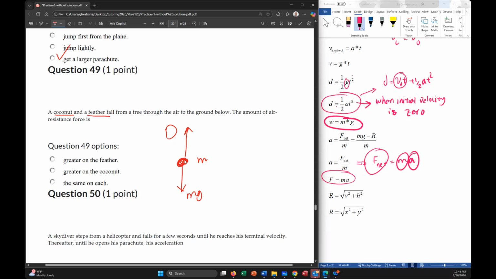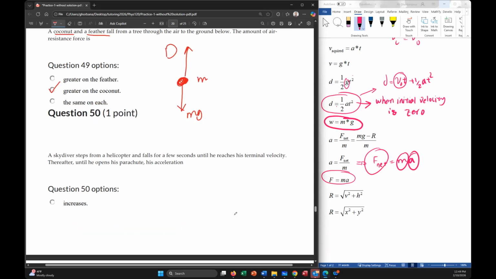What is the weight of the feather? The mass is very small, times g, so it's going to be a small drag force. But the coconut has bigger mass, bigger weight. It means that it needs a bigger drag force to keep it at terminal velocity. So which one is the right answer? Greater on the coconut.